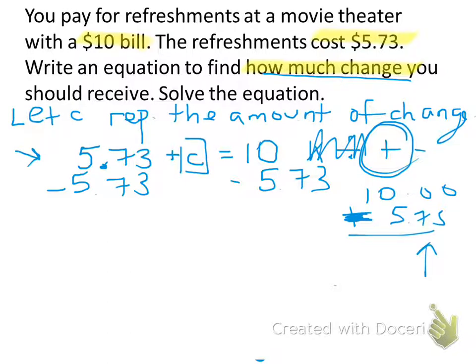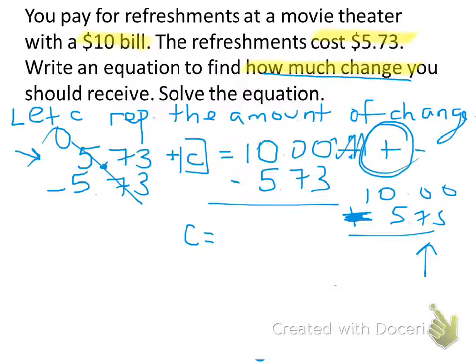573 minus 573 gives 0. Now we need to do the subtraction on this side. So on this side we have c equals. When we're subtracting decimals, we need to make sure the decimals are lined up. To do that, in this case, I need to add some zeros over here. I'm going to subtract them now.